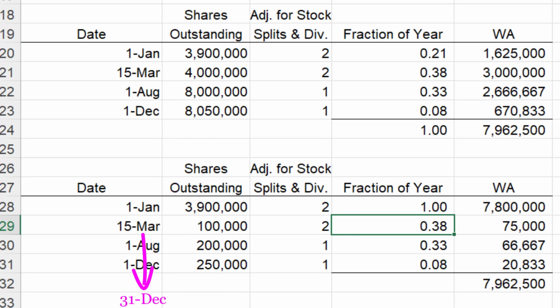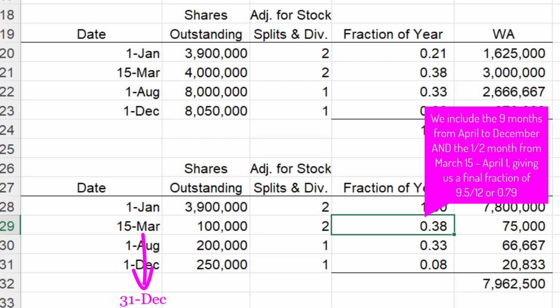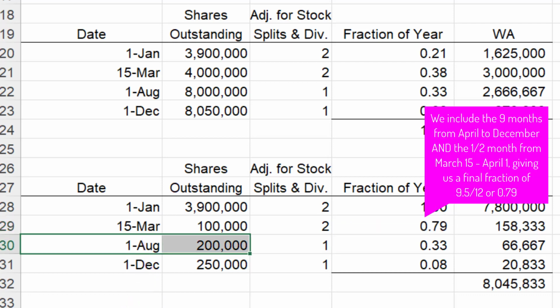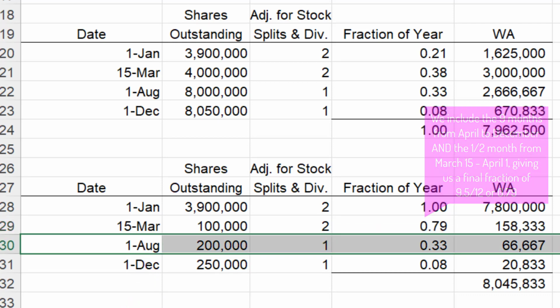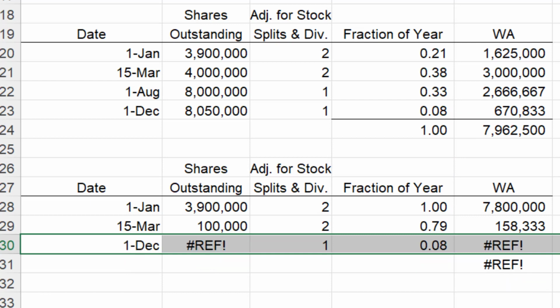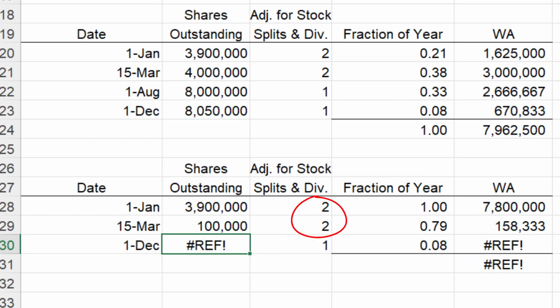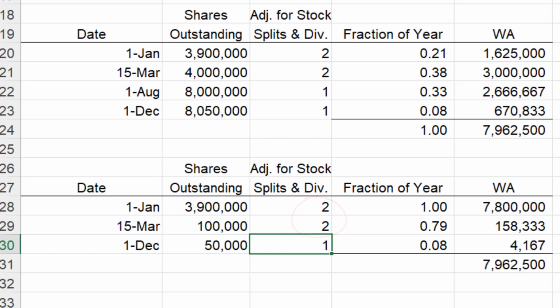So April, May, June, July, August, September, October, November, December would be 9 out of 12. I wouldn't put anything in for August because that adjustment has already been made and taken care of up here. Instead, I would get to the 50,000 in December, and that would be 1 out of 12 still. And you'll notice that these numbers come out to be exactly the same.